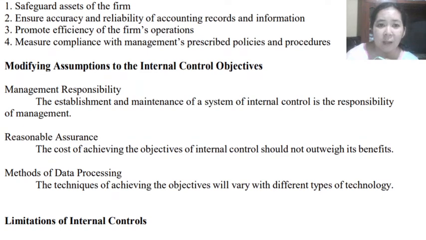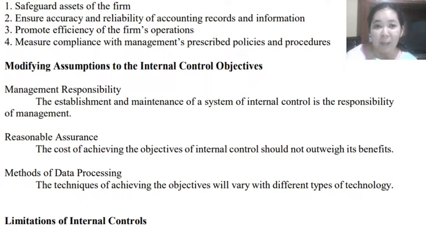They also have here the assumptions which modify the internal control objectives. First is management responsibility. This is the establishment and maintenance of a system of internal control. Basically, this is the responsibility of the management. They are the ones who will formulate the internal controls, and they will also be the implementers and supervisors of the conduct, or the compliance, of such internal controls, and they are also bound to follow it as well.